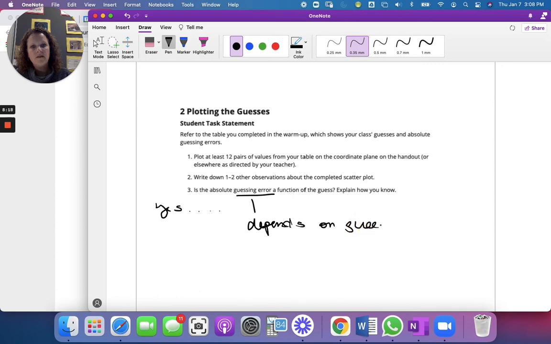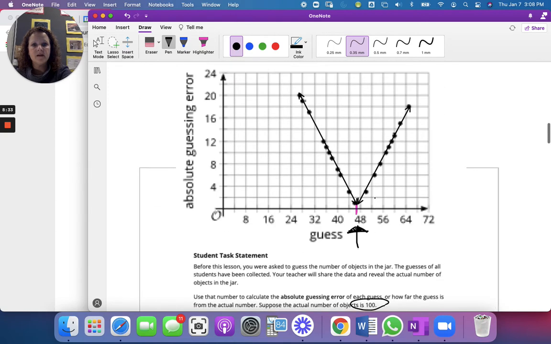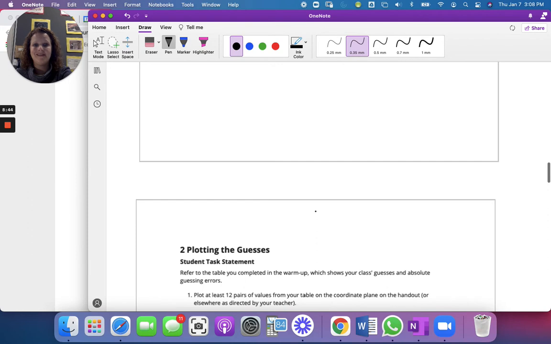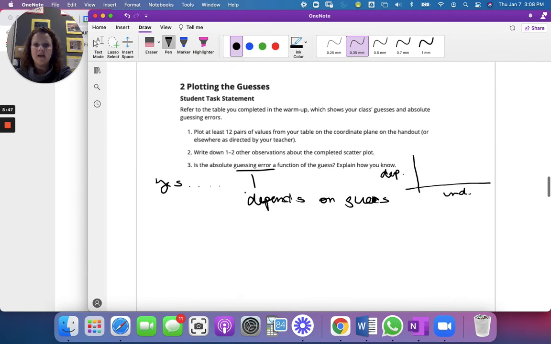If we graph this, we've learned, oh gosh, can't spell. When we graph, we know that this is my independent variable and this is my dependent variable. So if you look at that graph right up here, dependent is my absolute guessing error, and it depends on the guess, which is my independent. So the absolute guessing error is a function of the guess because the absolute guessing error depends on the guess.